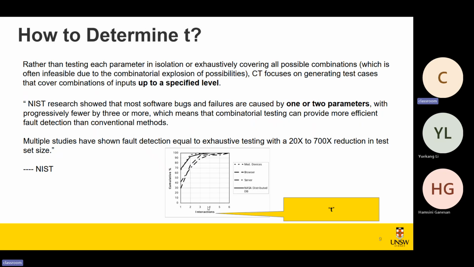We don't need to test for 4, 5, 6. Because most of the failures are caused by only 1 or 2 parameters, we don't need to worry too much about having a larger value of t. This is the finding from NIST, and it can save us a lot of effort. It can reduce the number of test cases we need by 20 to 700 times.